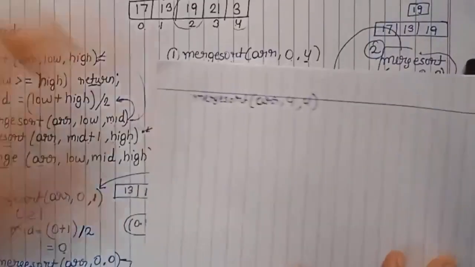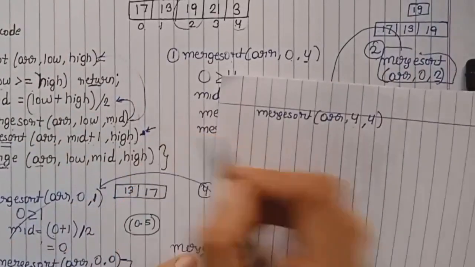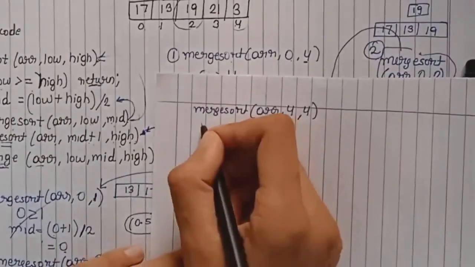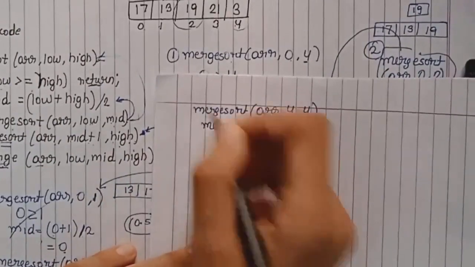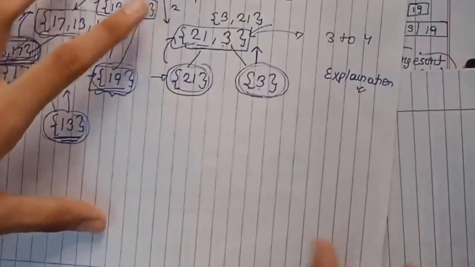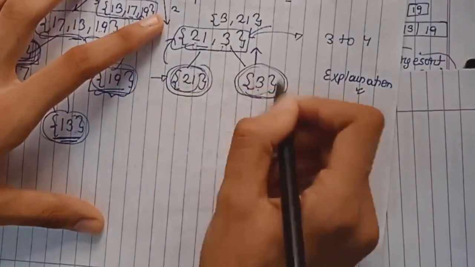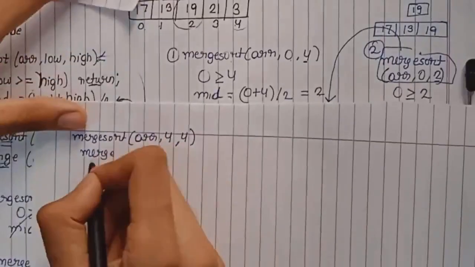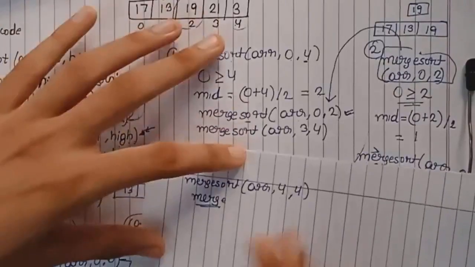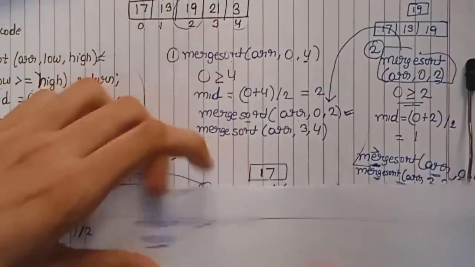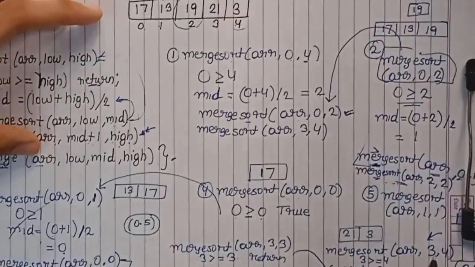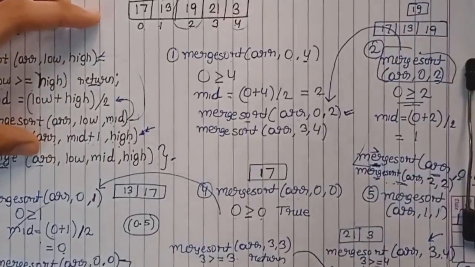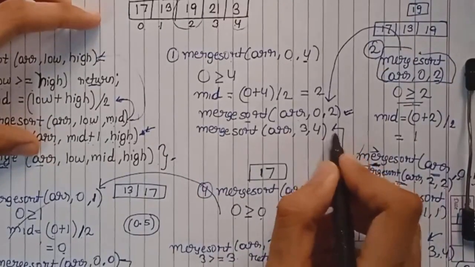Now what is the next step after this? After this the next step is merging. So now when we call the merge function, this merge function will merge this 21 and this 3 into 3 and 21 as a sorted array. After this merge function call, we have got this 3 and 21. Now the work of merge sort array 3 and 4 is finished, and now this will return back to where it was called from, that is this.